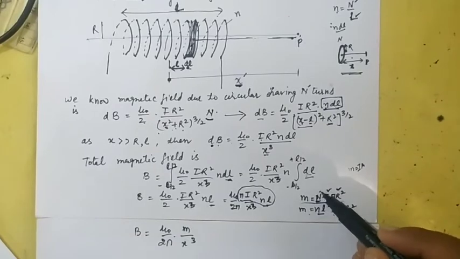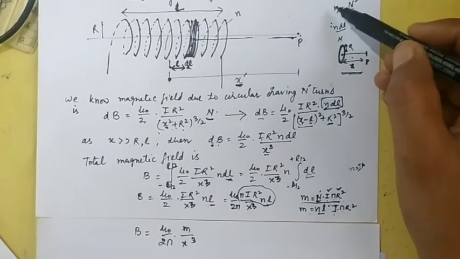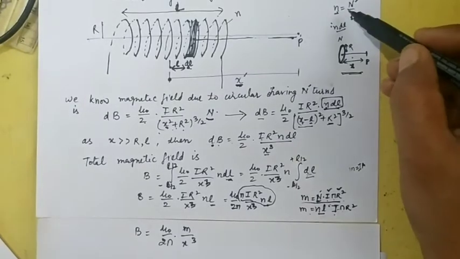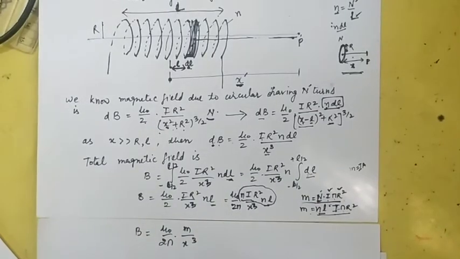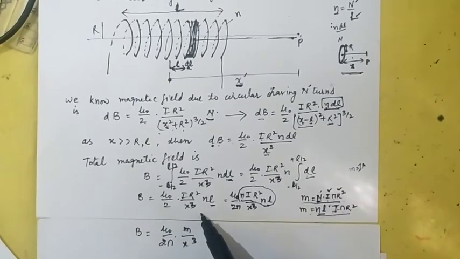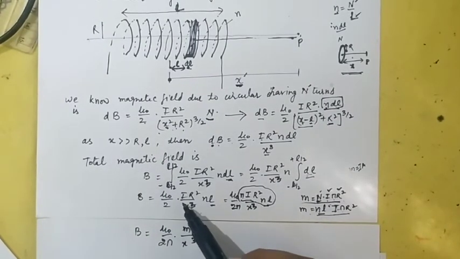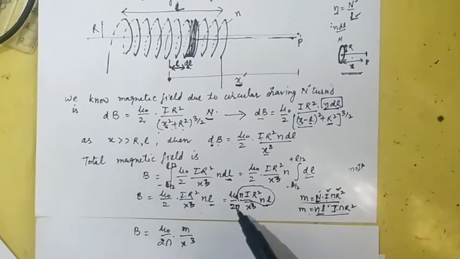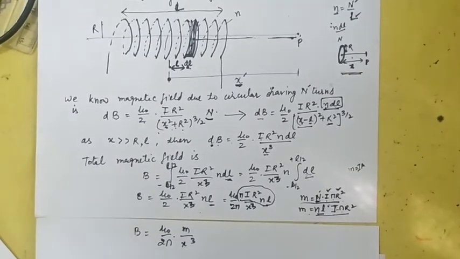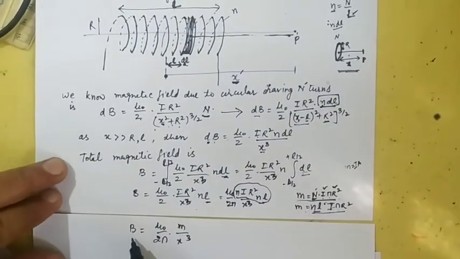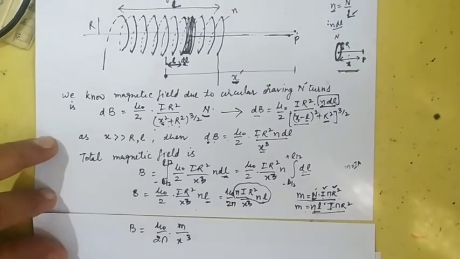Now if you put the value of the total number of turns, since small n is the number of turns per unit length, it becomes small n into L. So I put the value in this and we get this much. So this is your magnetic dipole moment. So our equation becomes, if you write this one here, you have to multiply with pi and divide with pi. So pi is multiplied above and pi is at the denominator. This above term n L I pi r square is nothing but the magnetic dipole moment. So we put the value and what we get is, magnetic field equal to mu naught upon 2 pi, m divided by x cube.